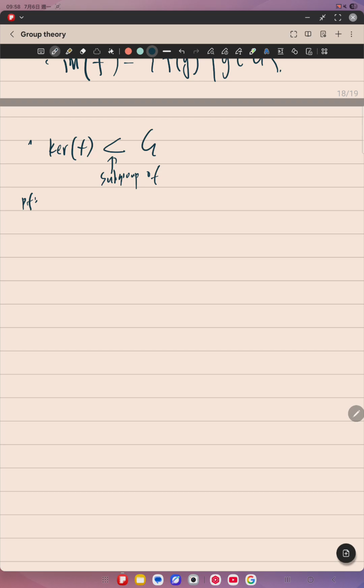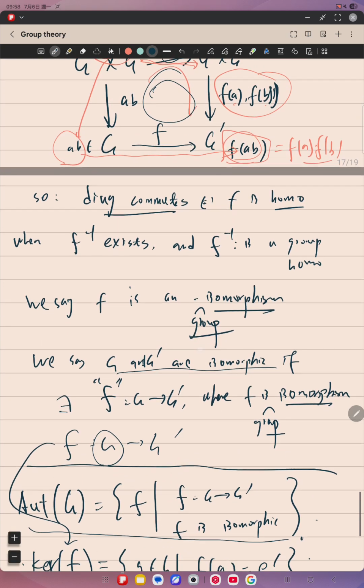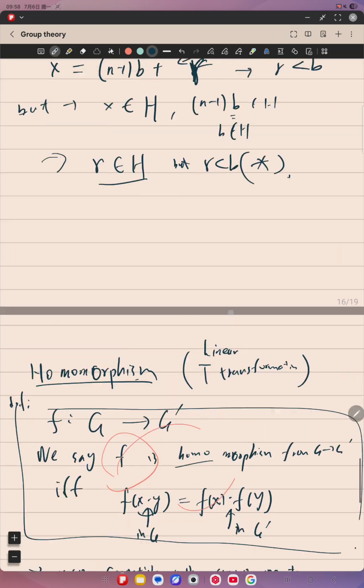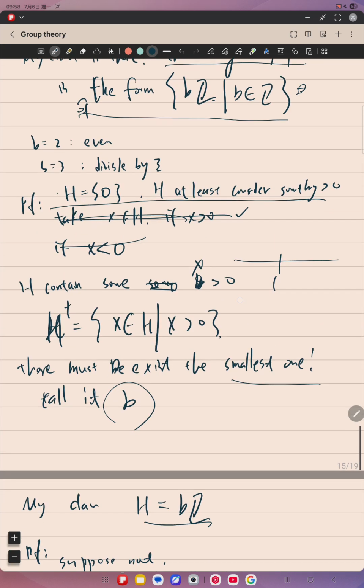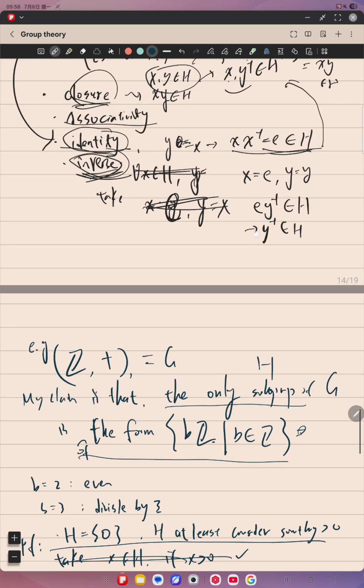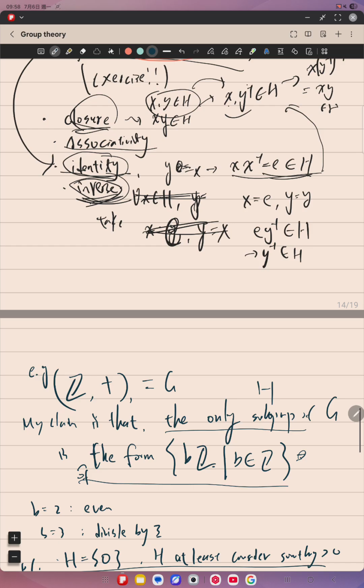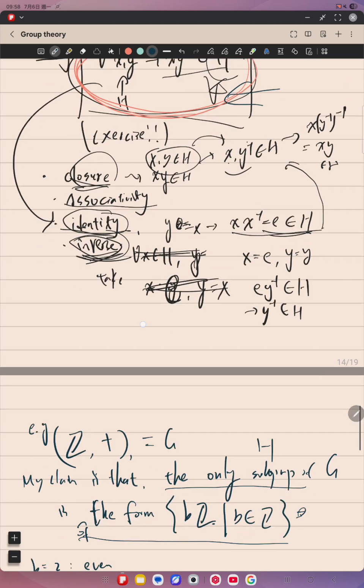And this is very simple, right? So recall that we want to prove, we want to show that if I take x, y in kernel F, then hopefully x y inverse is in kernel F. This is the condition.